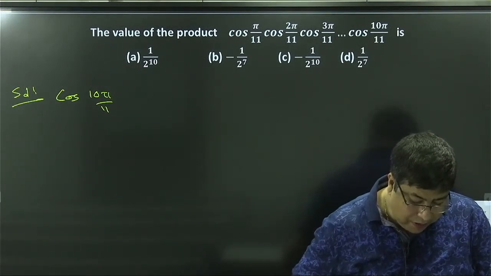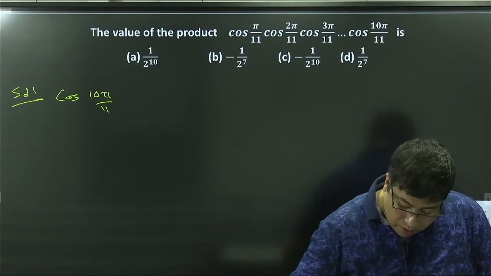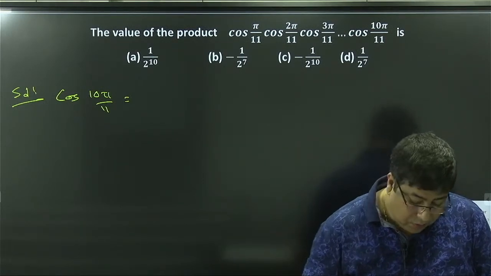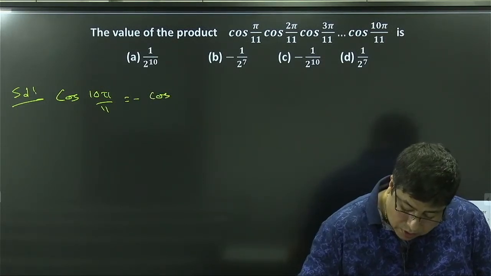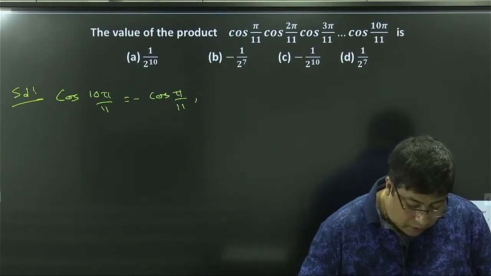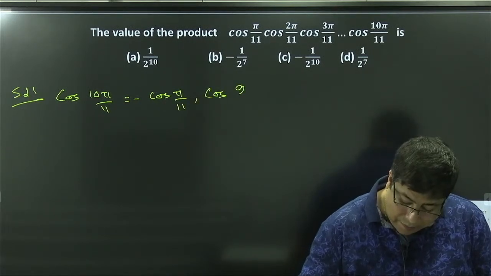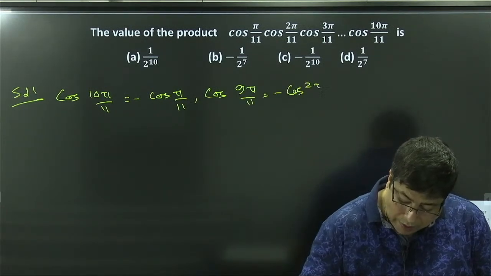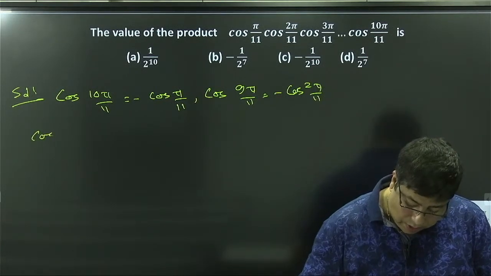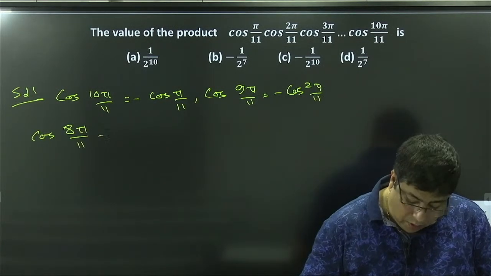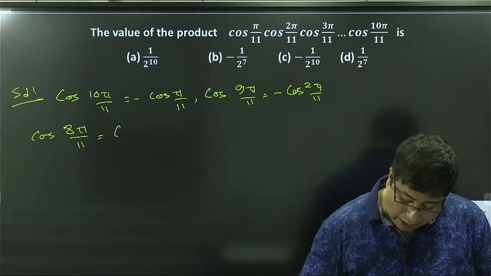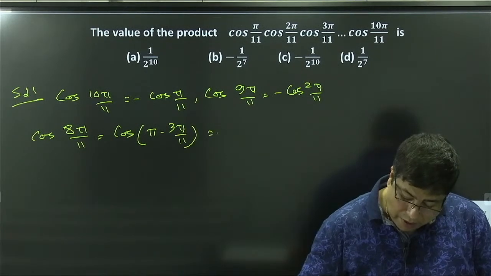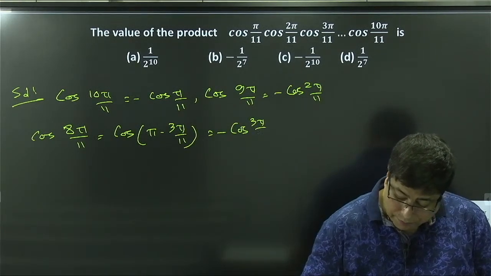Cos 10 pi by 11 is equal to cos(pi minus pi by 11), that is minus cos pi by 11. Cos 9 pi by 11 is equal to minus cos 2 pi by 11. Cos 8 pi by 11 is equal to cos(pi minus 3 pi by 11), that is minus cos 3 pi by 11.